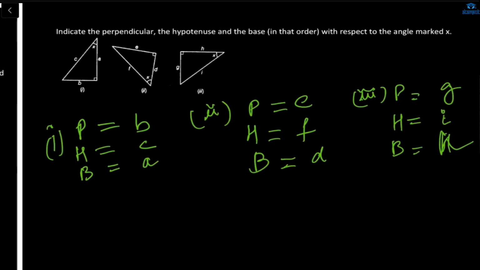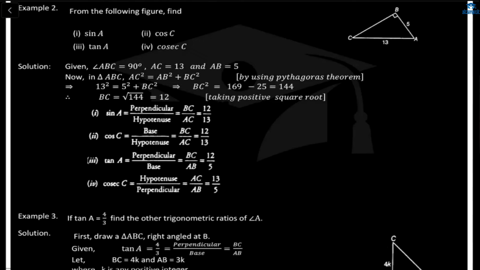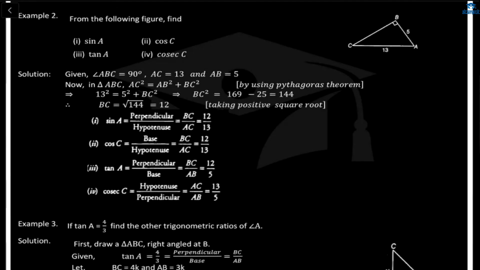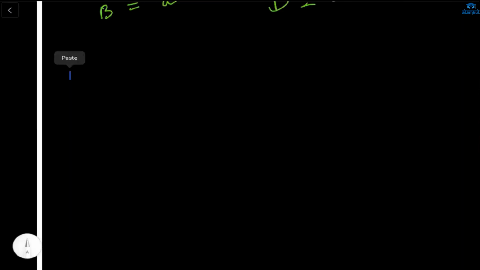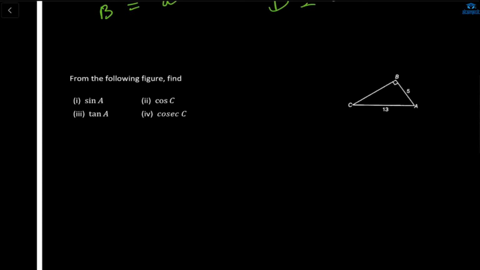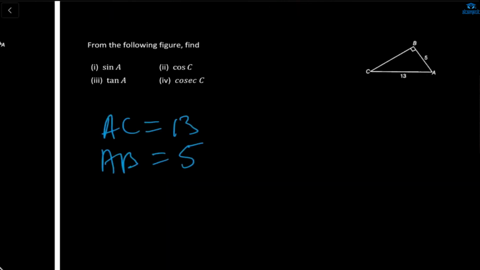Okay, so now let's see the second one. From the following figure, find sine. Okay, so let's copy this. Let's start with Shazan. First, Shazan, you have to calculate. You can see here we have got the value of AC as 13 and AB as 5. Now you have to tell me what will be the value of BC.